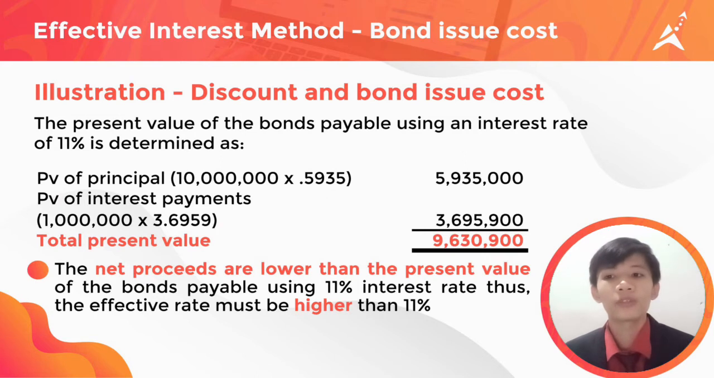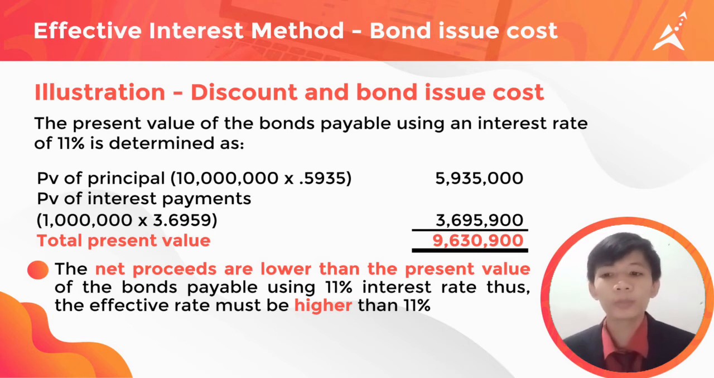Computing for the present value of the bonds payable using the 11% effective rate, the present value of the principal, 10 million principal times 0.5935, equals 5,935,000. Then the present value of interest payments is 1 million times 3.6959. We got the 1 million by multiplying the principal by the nominal rate of 10%. So we get the present value of interest payments of 3,695,900.